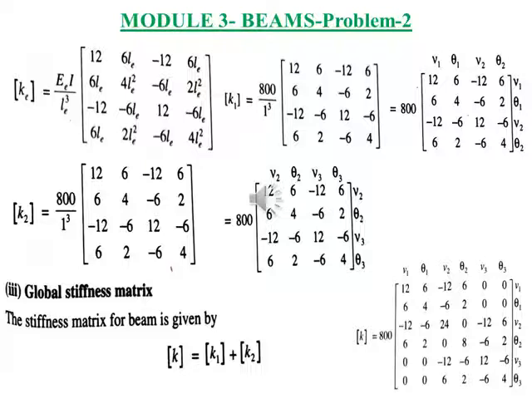So it will become 12 plus 12, that is 24, minus 6 and plus 6 will become 0. 6 plus 6 becomes 12 and minus 6 again becomes 0. 4 plus 4 becomes 8. 4 plus 4 becomes 8. And the global stiffness matrix is represented in the matrix form below.